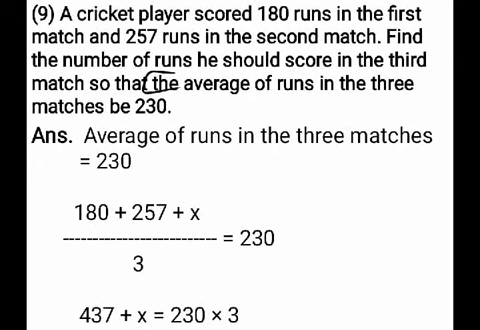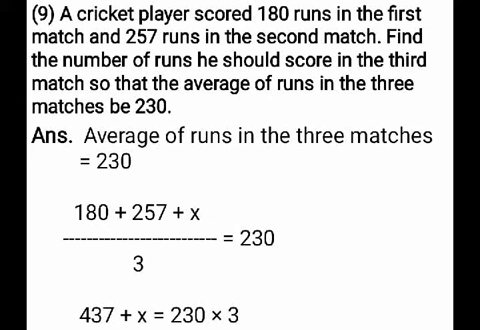If the average of runs in the 3 matches is given as 230, you have to write the average form of the equation. The denominator you have to take as 3 because there are total 3 matches given. We have already studied the average lesson in class 7. The formula of average is sum of all scores upon total number of scores. So on the left side you have to use the formula of average. You have to write in average form: sum of all scores upon total number of scores. The number 230 and 3 which I took in cross multiplication form, now I have to multiply this on the right side.